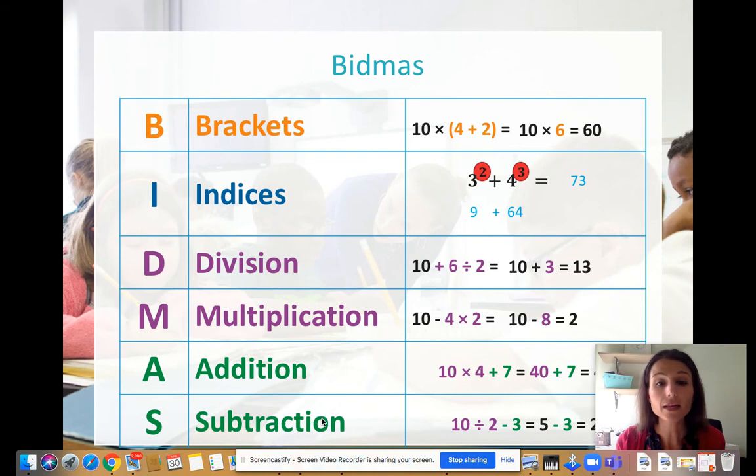Again, the S stands for subtraction, and that always comes last. Let's have a look at this one: 10 divided by 2 subtract 3. Well, division comes before subtraction, so 10 divided by 2 is 5. Subtract 3 and we should get 2.